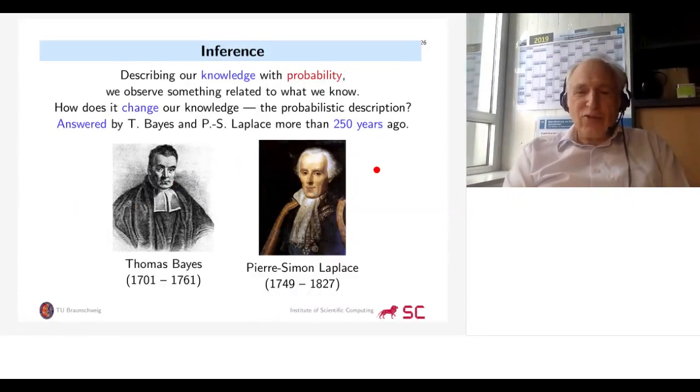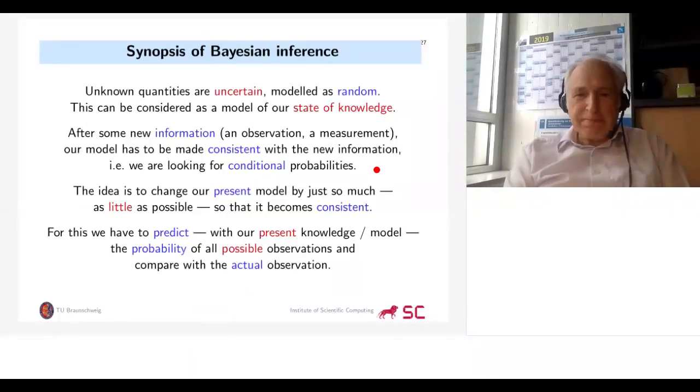Okay, so this is more than 250 years ago. Just a synopsis of Bayesian inference, or what we want to be doing. These unknown quantities are uncertain, and we model them as random. You can consider this as my view: this randomness is a model of our state of knowledge.